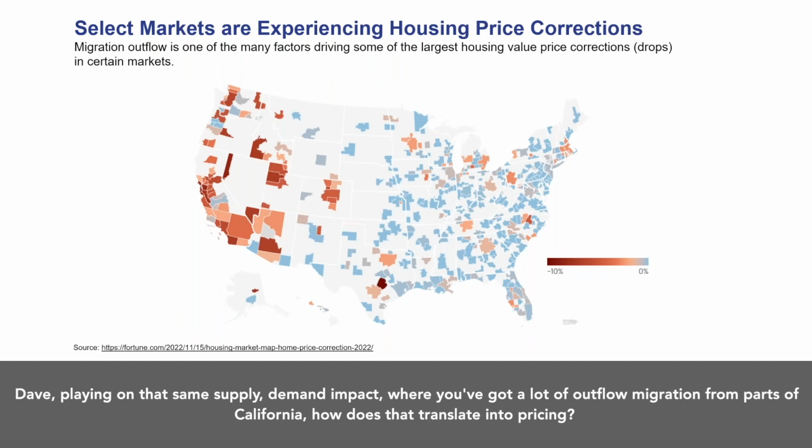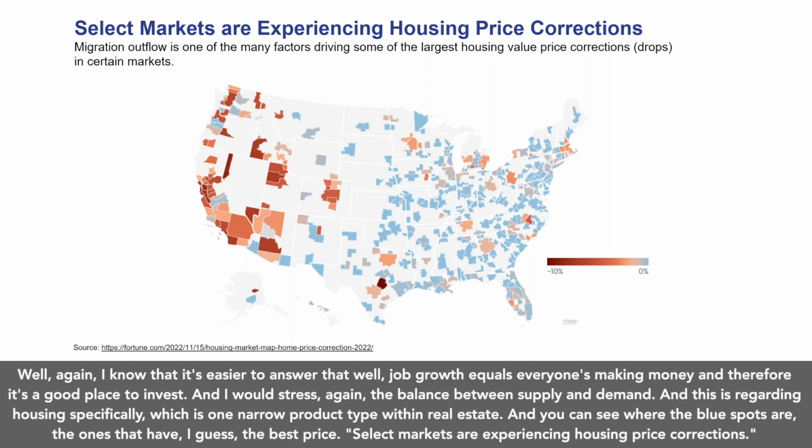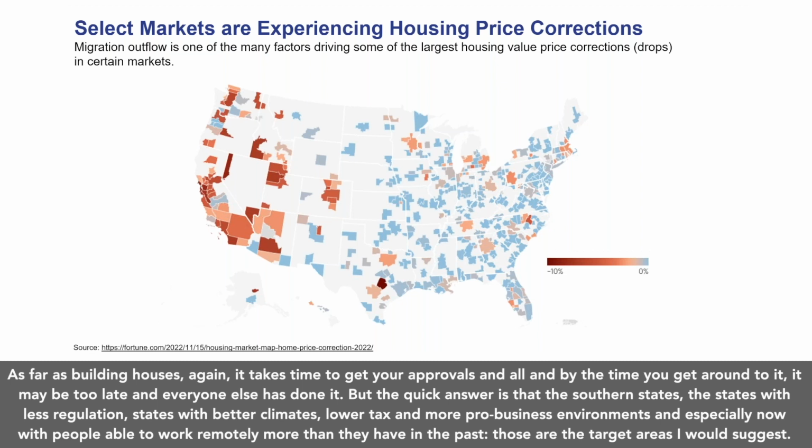And so, Dave, kind of playing on that same supply demand impact, where you've got a lot of outflow migration from parts of California, how does that translate into pricing? Well, again, I know that it's easy to answer that, well, job growth equals everyone's making money and therefore it's a good place to invest. And I would stress again the balance between supply and demand. And this is regarding housing specifically, which is one narrow product type within real estate. And you can see, where the blue spots are the ones that have, I guess, the best price correction. See, select markets are experiencing housing price corrections.